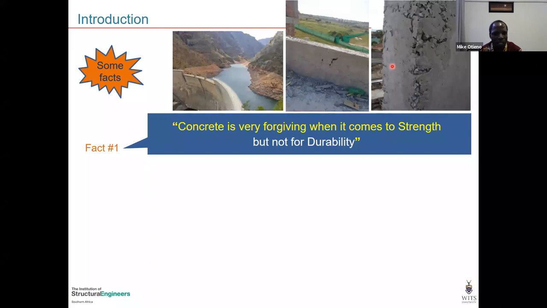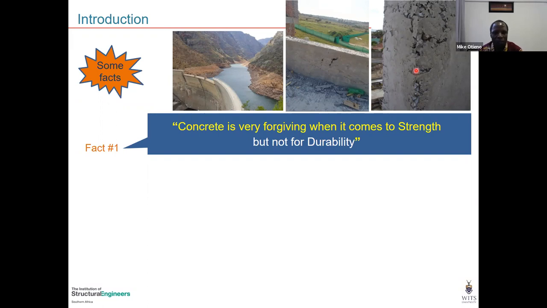We understand that if we specify, for example, a concrete compressive strength of 30 MPa, our service stresses are usually much, much lower than that. So to a large extent, even if concrete is not cured at all, it will not fail from a strength point of view. The contrary is that durability is not that forgiving. If you have a structure with this kind of concrete elements, it will of course stand, but it will not be able to serve the design life that it's expected to serve.